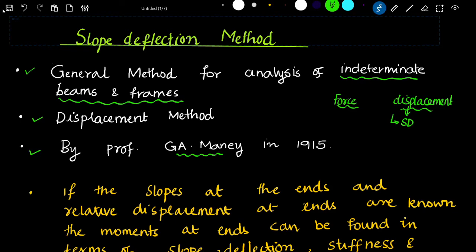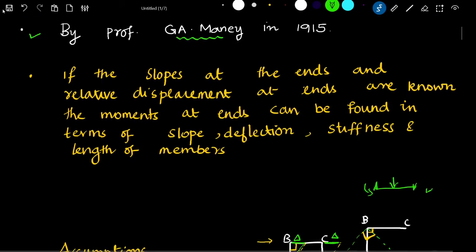Okay, and to start with, this particular method was introduced by Professor J. A. Maney in 1915, and the method says that if the slope at the ends as well as the displacement at the ends are known, then the end moments can be calculated in terms of the slope deflection stiffness as well as the length of members. That is, if you consider a fixed beam with certain loading, it will already have fixed end moments developed, and due to loading the final end moments developed can be calculated by making use of these equations.